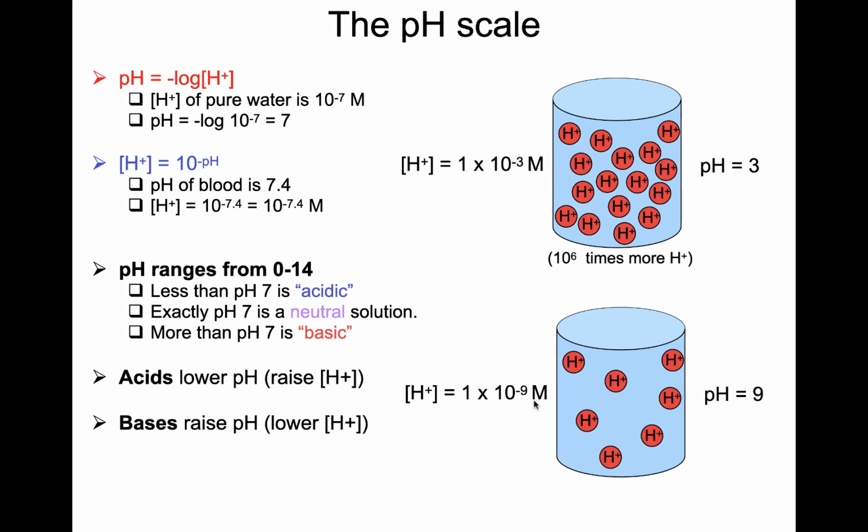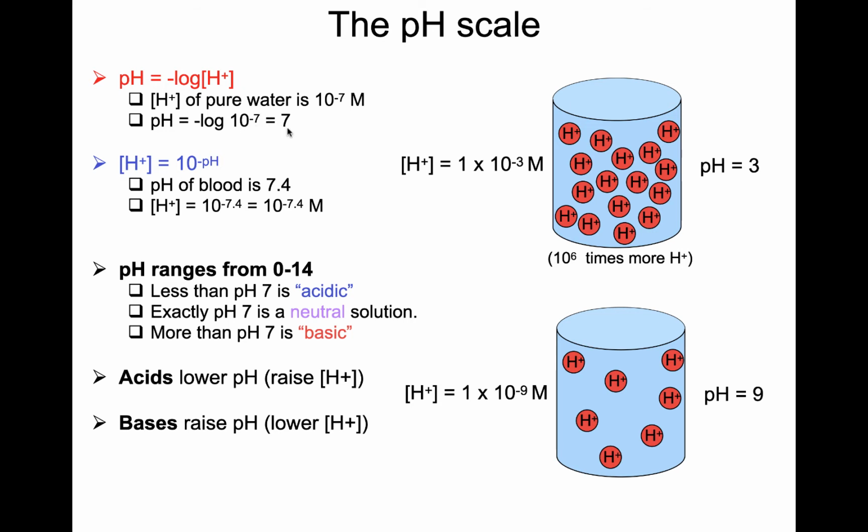So what scientists have done is simply develop the term pH. And the pH is just another way of expressing the hydrogen ion concentration of a solution. The pH is the negative log of the hydrogen ion concentration. So in pure water, the hydrogen ion concentration is 10⁻⁷ molar. The pH is minus log of that, so that means the negative log of 10⁻⁷ is 7.